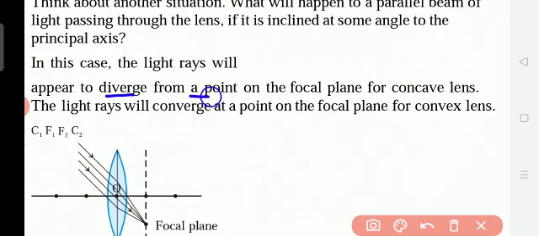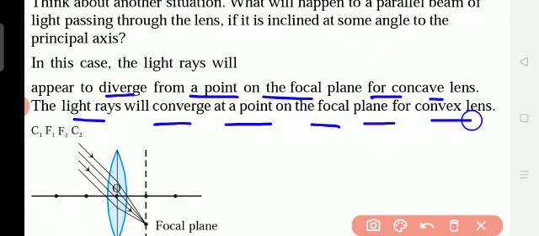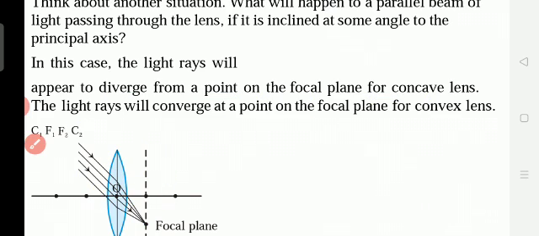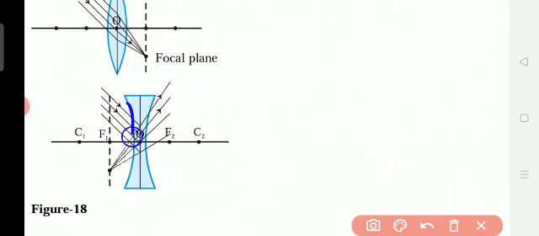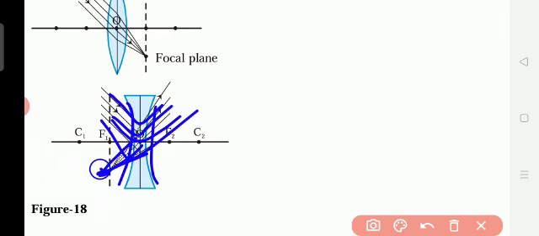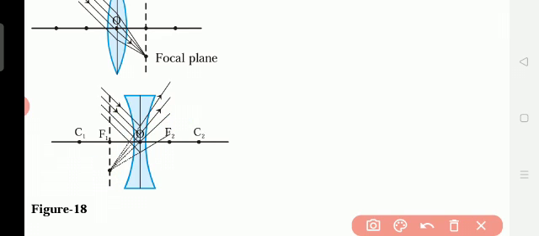The rays appear to diverge from a point on the focal plane for a concave lens, but the light rays converge at a point on the focal plane for a convex lens. In the convex lens all the rays meet at one point, this is F, the focal plane. But in the case of a concave lens it will be diverging, although everything will show it is coming from the focal plane.